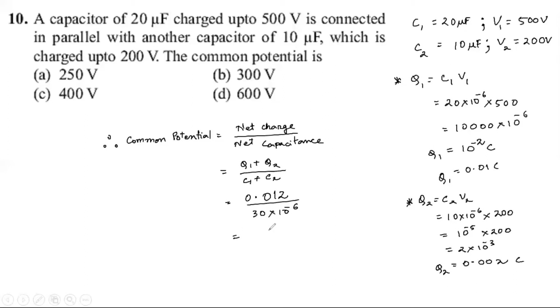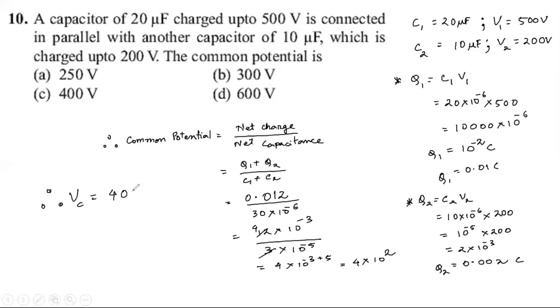Okay. We calculate this, so we'll get something 12 into 10 to the power minus 3. Here we are going to get something 3 into 10 to the power minus 5. So we are going to get like minus 3 plus 5, so it is 4 into 10 to the power 2. So therefore, our common potential is 400 volt. Option C.